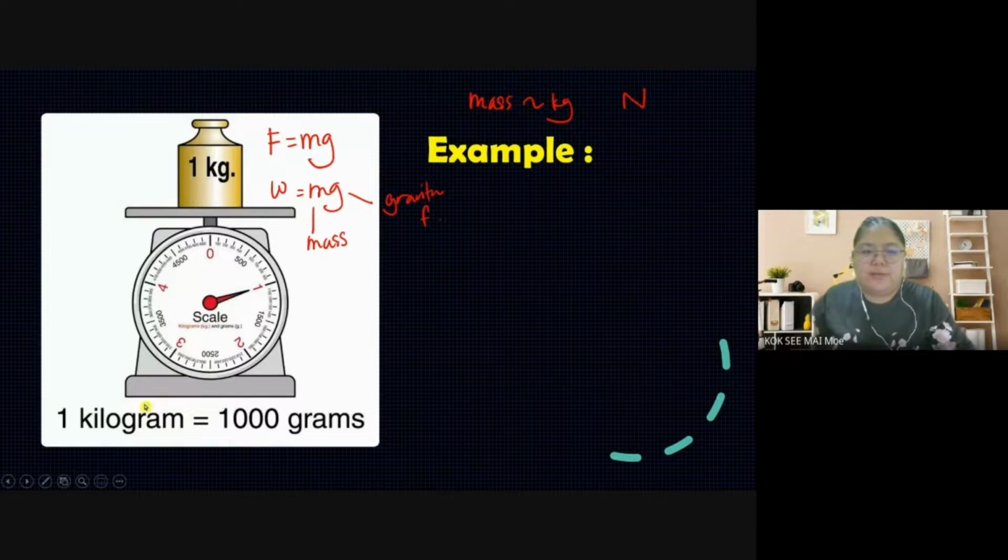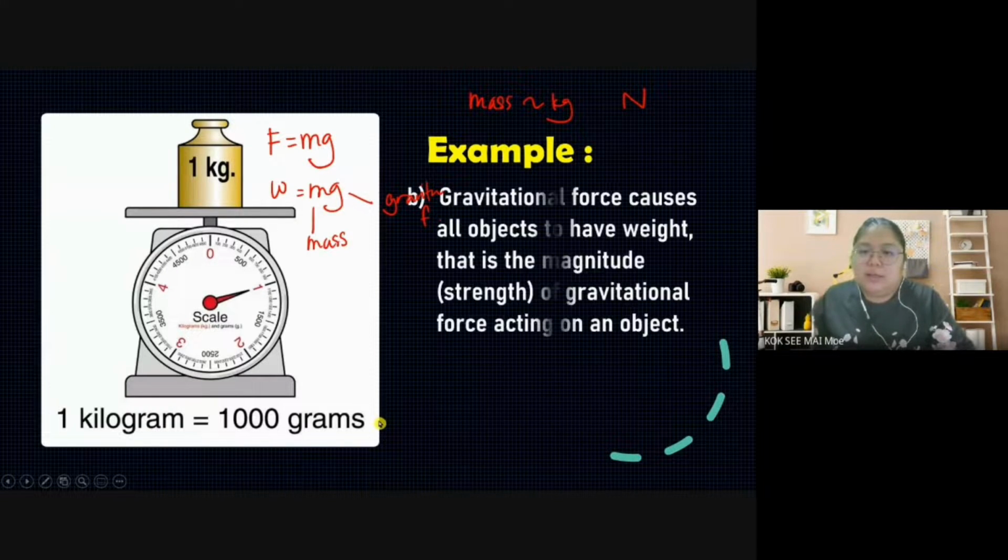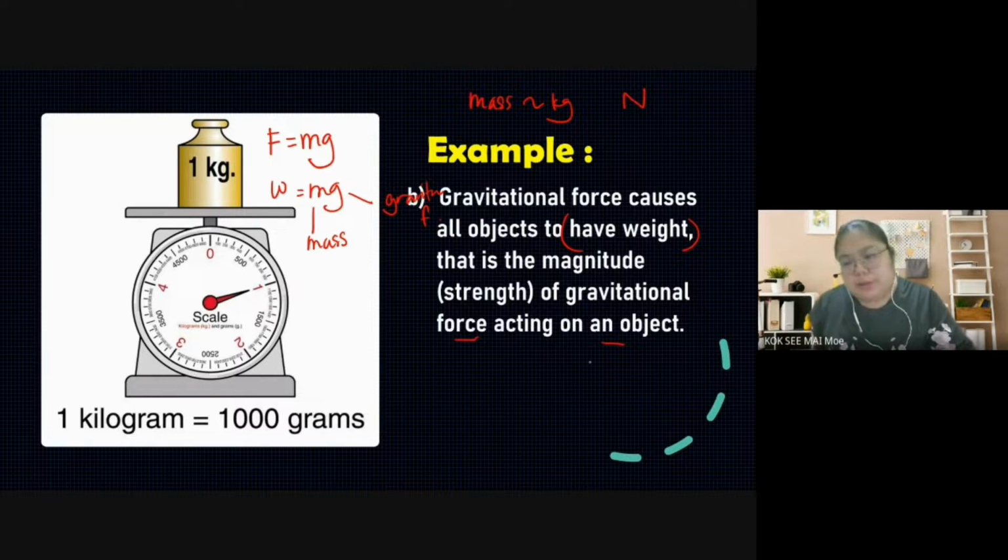From here, kilogram, you go become gram. This one is a mass. Gravitational force causes all objects to have weight. Because we are pulled by gravitational force, that's why we got weight. It's the magnitude, the strength of the gravitational force acting on the object. So that's why we got the formula W equals mg. This one is one type of force, but we call it weight.